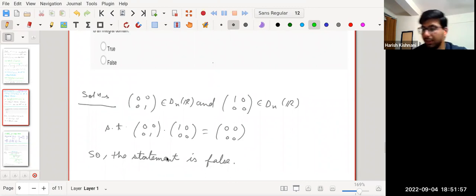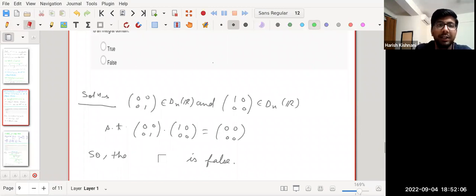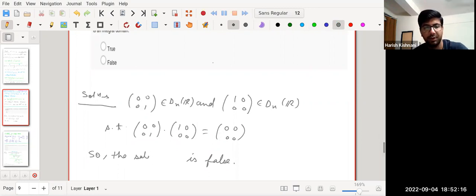So what about a general proof for it? Can we prove it generally, whether for every integral domain and for any n we can find such examples or not? So that we will see. Just let me write it more clearly.